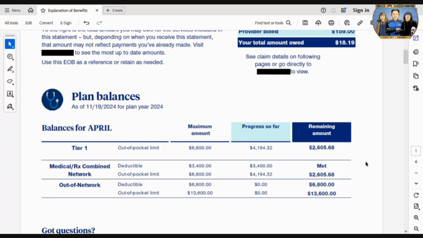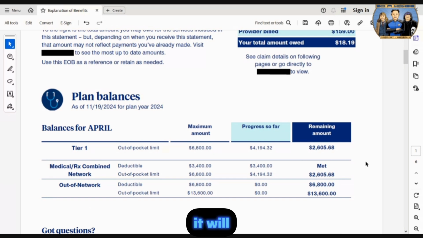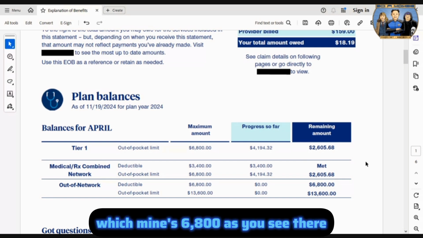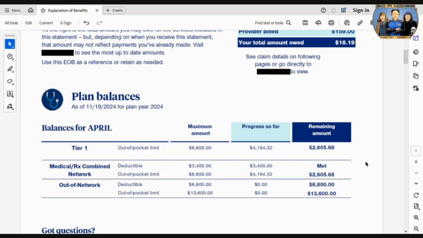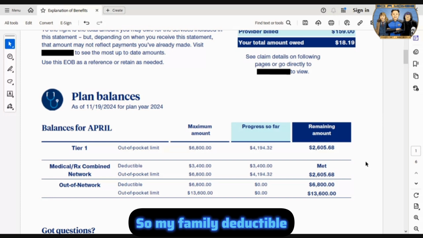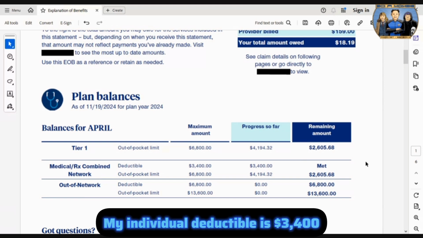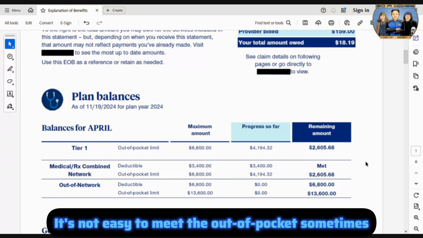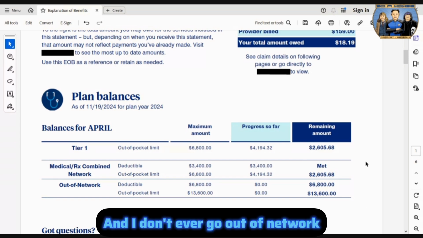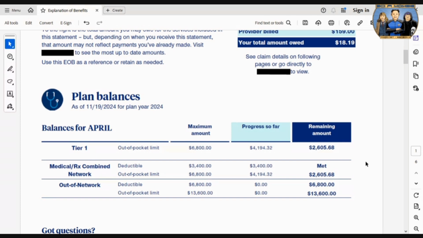I'll take it, right? So whatever your out-of-pocket limit is, it will tell you that, which mine's $6,800, as you see there. Now, my plan combines my medical and prescription drugs. So my family deductible, no, wait, this is my individual, isn't it? Yeah. My individual deductible is $3,400, which is easy to meet. It's not easy to meet the out of pocket sometimes. And I don't ever go out of network. So I make sure that I don't ever touch that, ever.